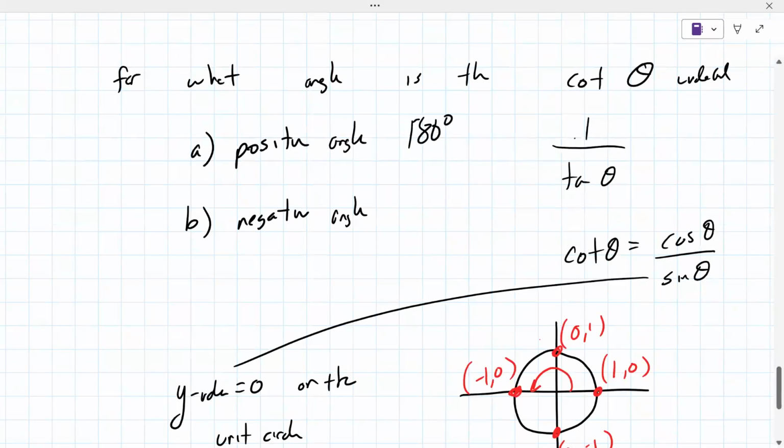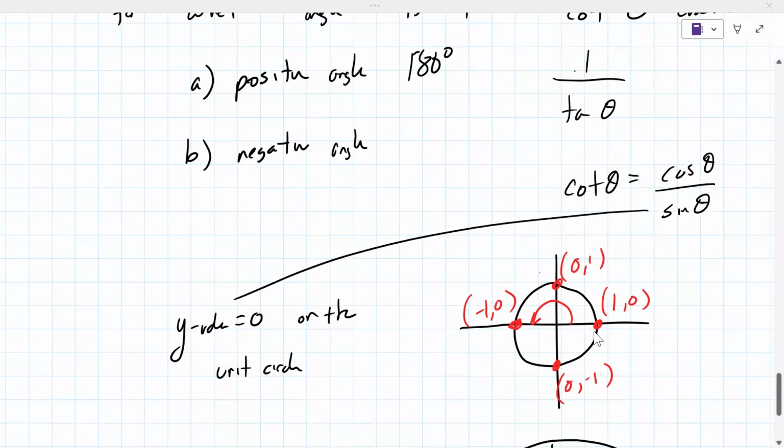Could it also be 0 degrees? Well, because I'm asking for a positive angle, it can't be 0. 0 is not positive or negative. And then, for example, the negative angle would be, how do you get back to this point going the other direction, or back to this point by going all the way around? Some examples would be negative 180 or negative 360.